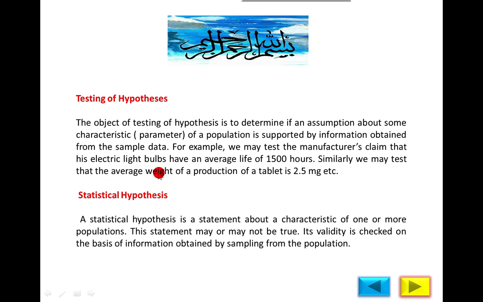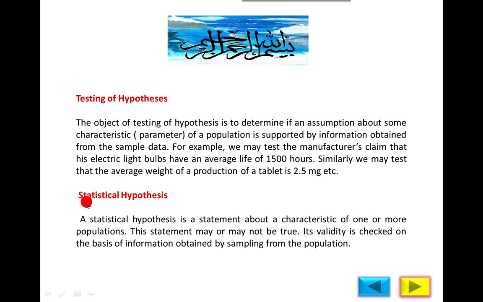Similarly, we may test that the average weight of a production of a tablet is 2.5 milligram. Production may be large, may be small, but we test with the help of sample data of the population. This is the purpose of the testing of hypothesis. Our tablet is 2.5 milligram. This is the given value, standard value, criteria. This is the general definition.